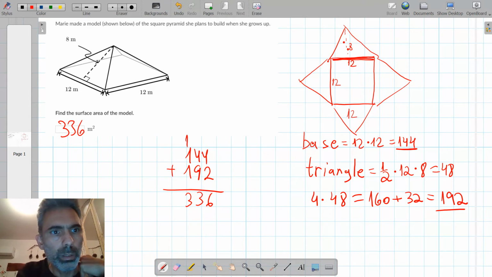Let's check to make sure that I did not make a mistake. 12 times 12 is 144. The triangle is 1/2 of 12 times 8, so 6 times 8 is 48. We have 4 of these triangles: 1, 2, 3, 4. 4 times 48 is 160 plus 32. Okay.